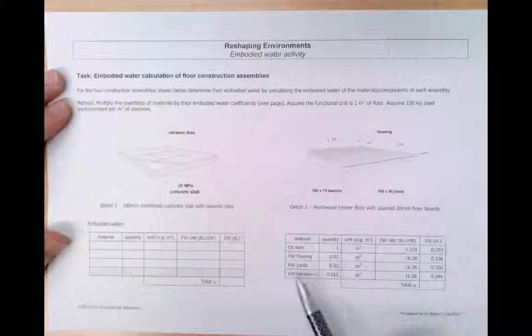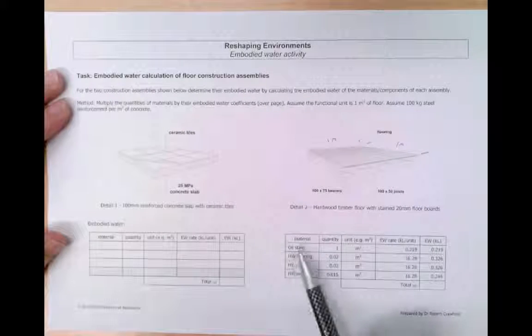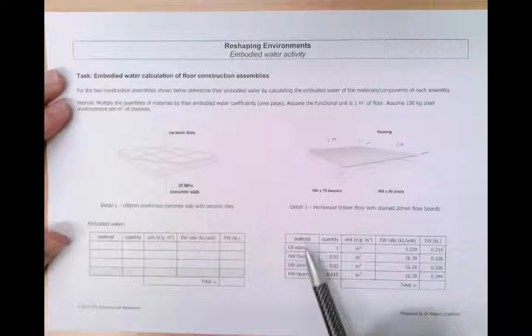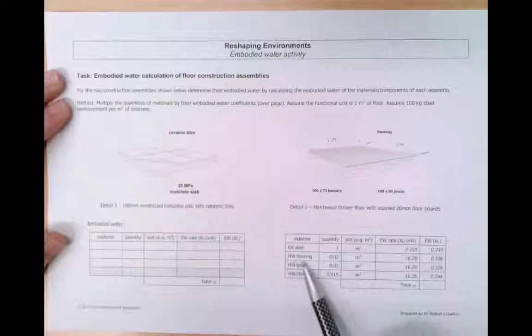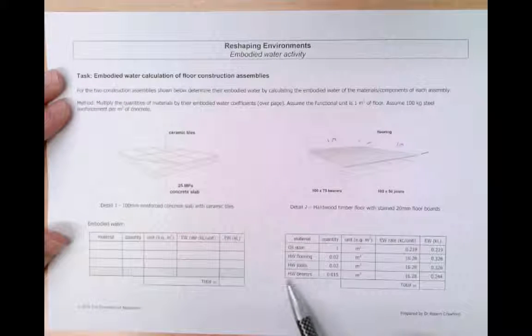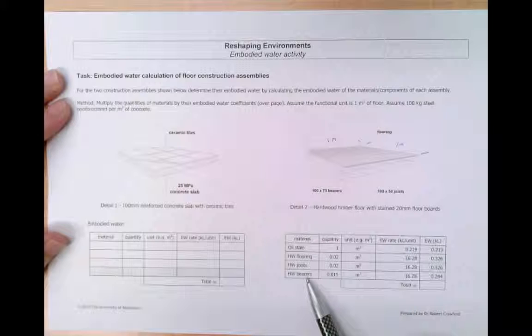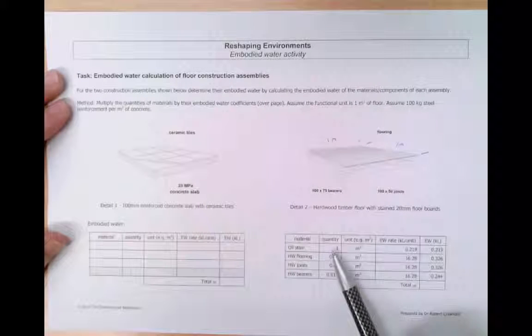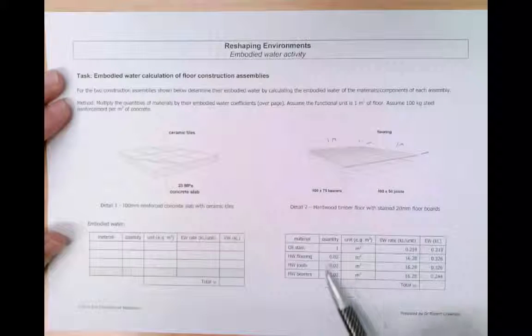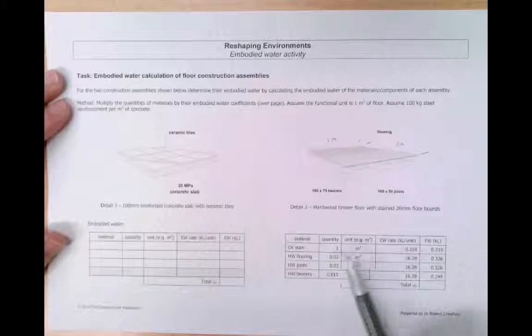So first of all, we need to construct a little table that just has the materials that are involved. So we have a column here for materials: oil stain, hardwood flooring, hardwood joists, and hardwood bearers. And we need to know the quantity and units of each of these materials.